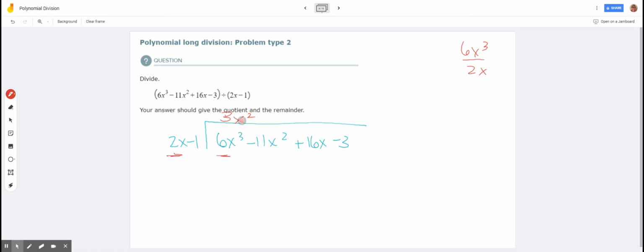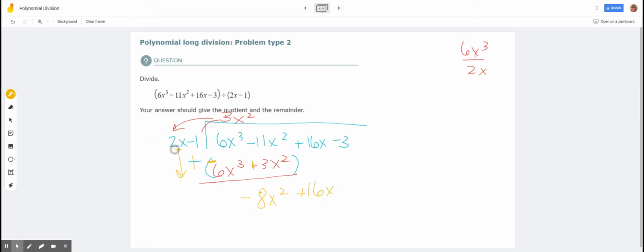Then you multiply 3x squared times 2x, 6x cubed. 3x squared times negative 1 minus 3x squared. Now we need to add the opposite, change the signs. Okay, so we're going to subtract this quantity, right? Which means we are going to add the opposite. Then we come down, we add them, cancels, and then we're going to get negative 8x squared, because 11 is negative, plus 16x.